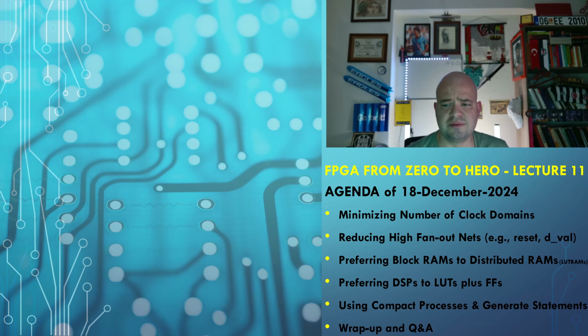The first one will be minimizing number of clock domains. This is quite important. Then we will be discussing reducing high fan-out nets, like either synchronous or asynchronous reset nets, or some data valid signals in your design. Third one is preferring block RAMs to distributed RAMs inside FPGAs or SoCs. They are also known as LUTRAMs.